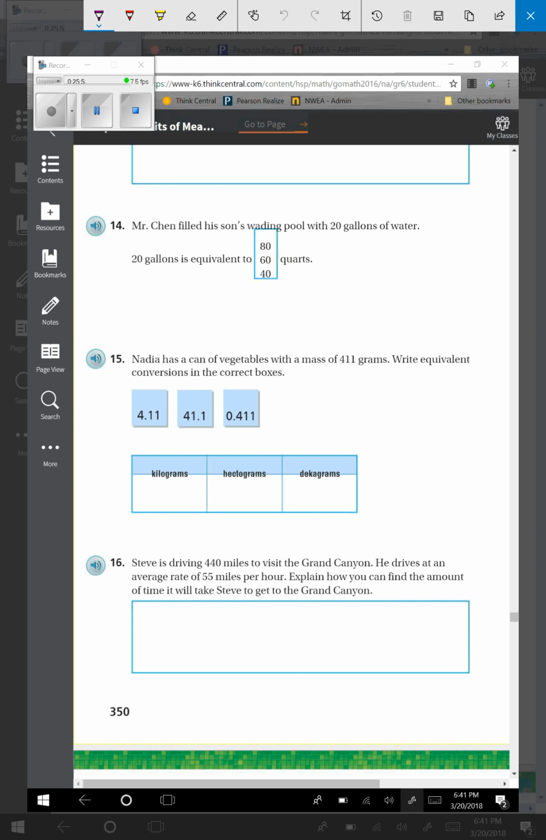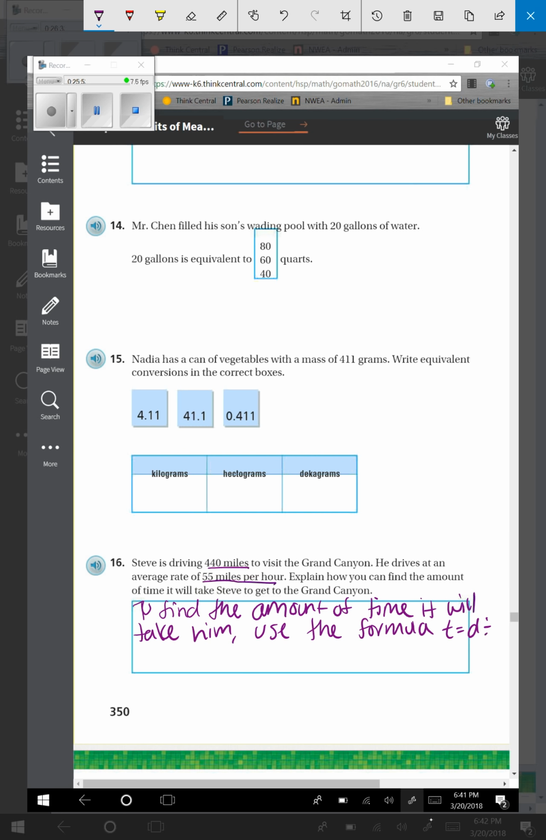Number 16. Steve is driving 440 miles to visit the Grand Canyon. He drives an average of 55 miles per hour. Explain how you can find the amount of time it will take Steve to get to the Grand Canyon. So to find the amount of time it will take him, use the formula T equals D divided by R. I use that one because I want to find the amount of time, so I use the one with the T by itself.